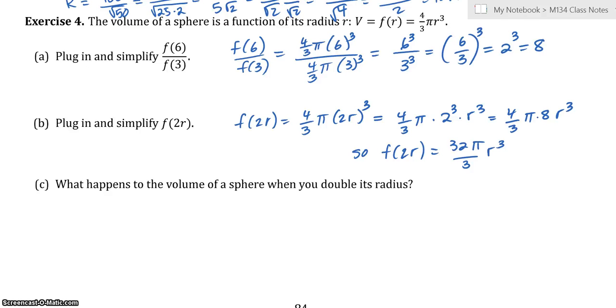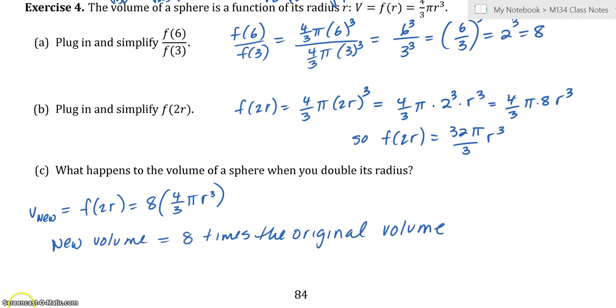Okay, here's the solution. So the volume of the new is just this, f of 2r. I realized that I had that 8 there, so it's 8 times the old volume. So the new volume is 8 times the original volume. This is 8 times the volume of, we'll call it, the old. And there it is. Hope that helps.